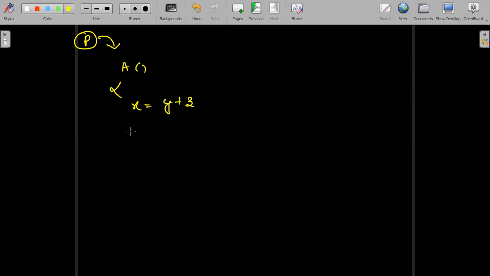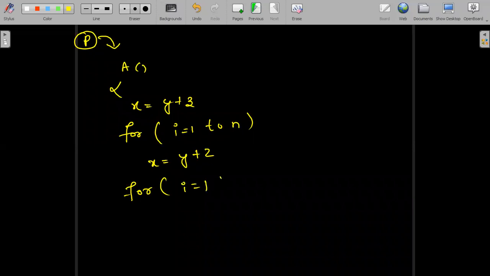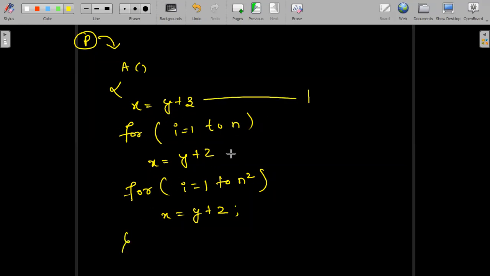After that, what you are going to do? For i is equal to 1 to n, x is equal to y plus z. Again, one more for loop, for i is equal to 1 to n square, x is equal to y plus z. So this is the algorithm you have written. Now tell me how many times each will execute. One time. N times. N square times. Yes or not?